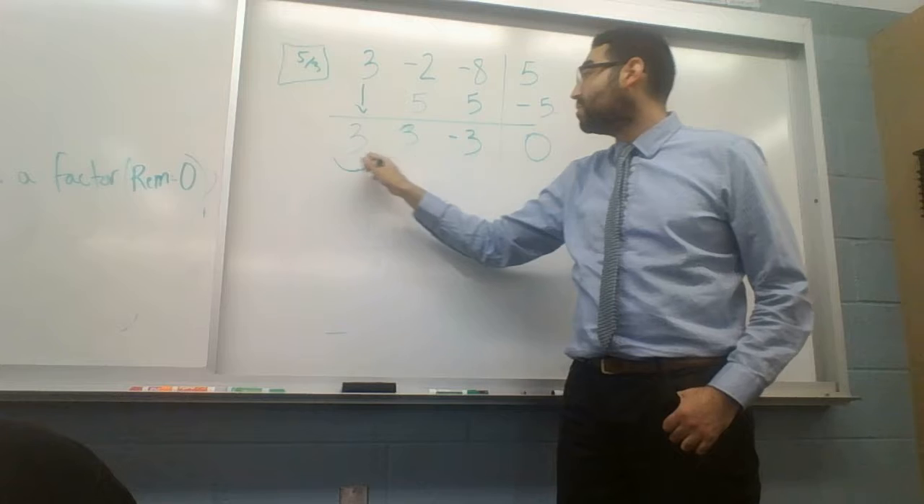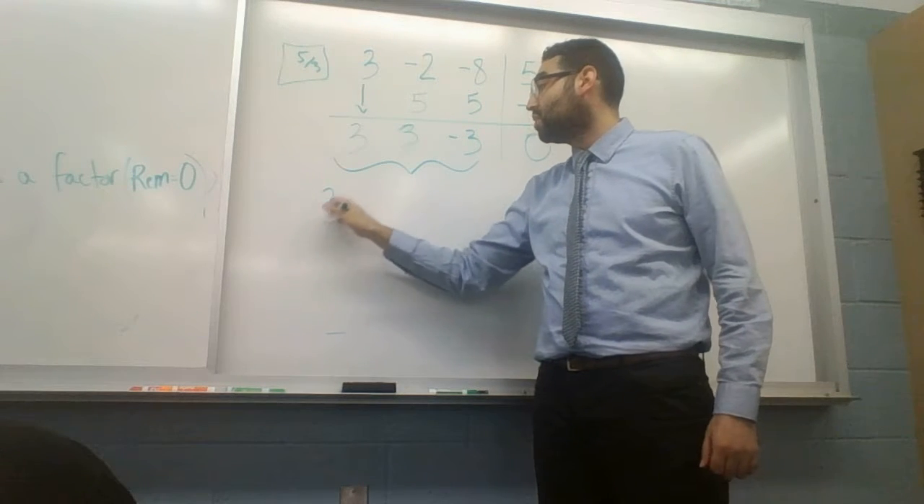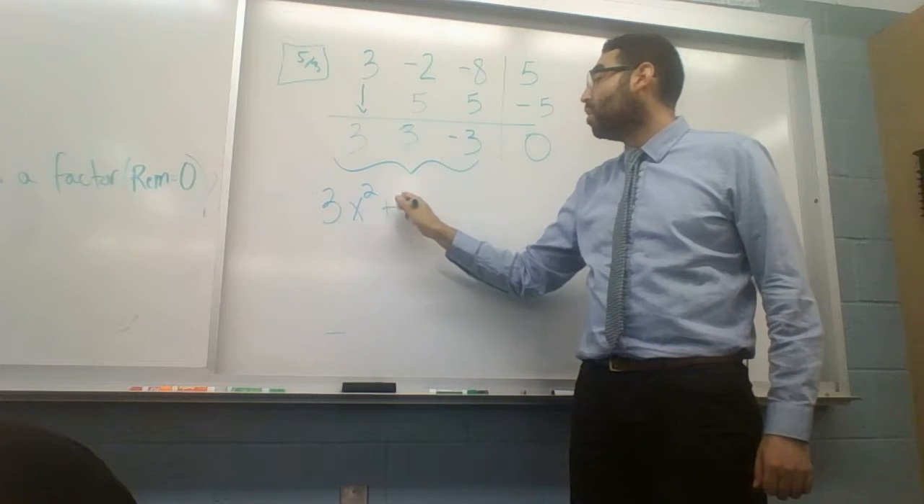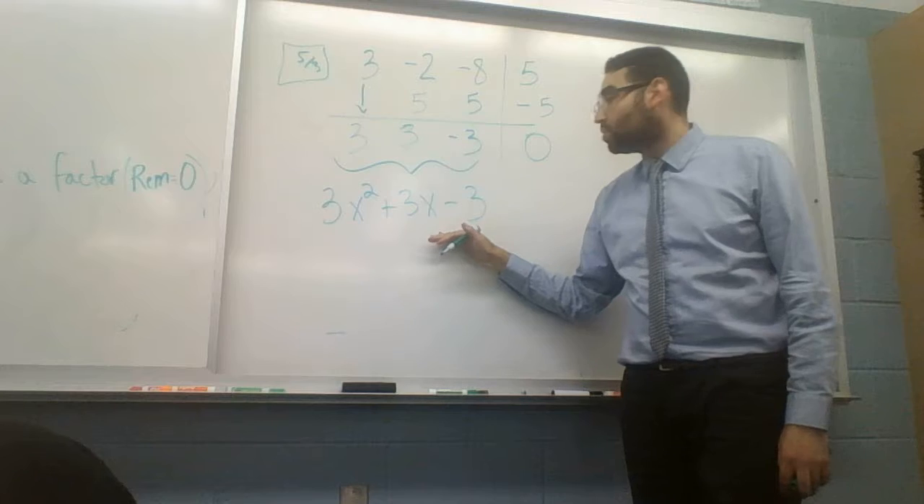What I've got to do now is take whatever's left over, just like we've been doing, and see if I can factor this out. So I get 3x squared plus 3x minus 3. So we go ahead and look at this. Okay, can I factor this?